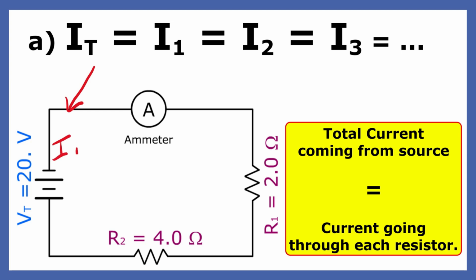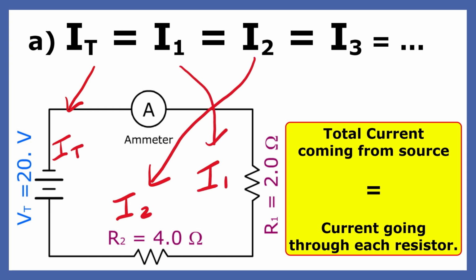The total current coming from the source is equal to the current going through each resistor. The way to say this is that I total equals I1 equals I2 equals I3, etc.